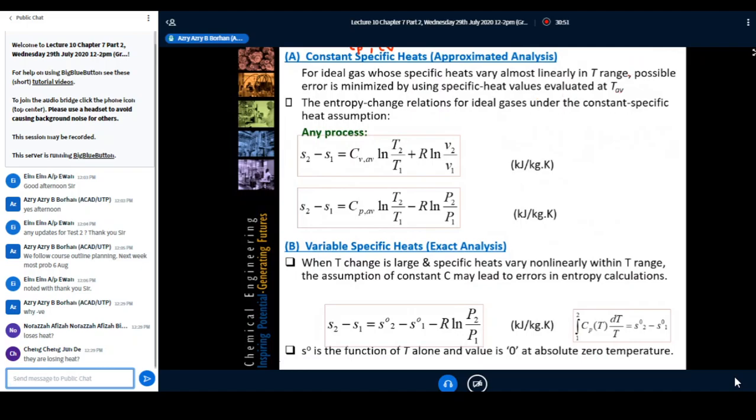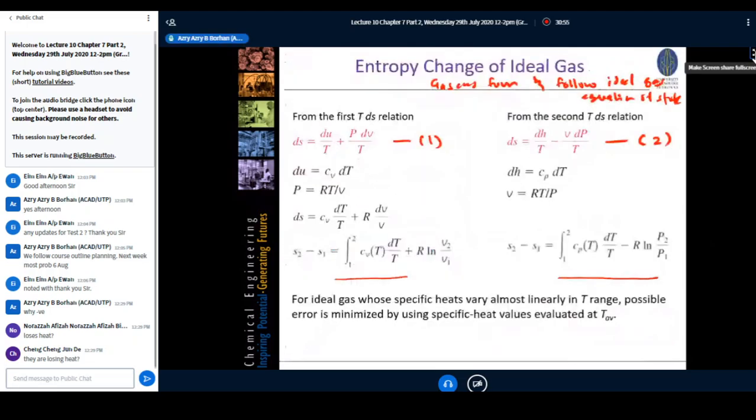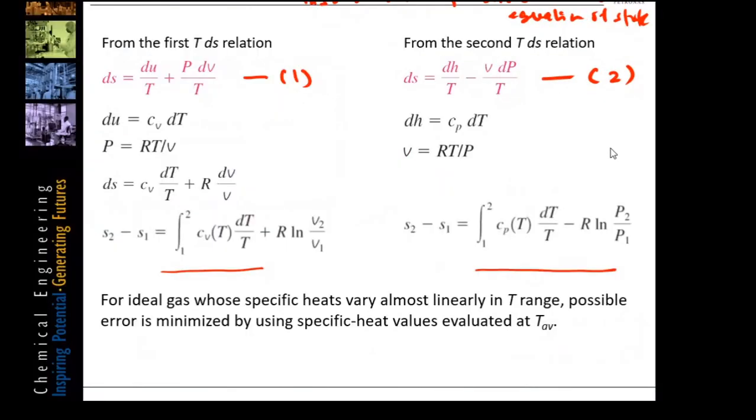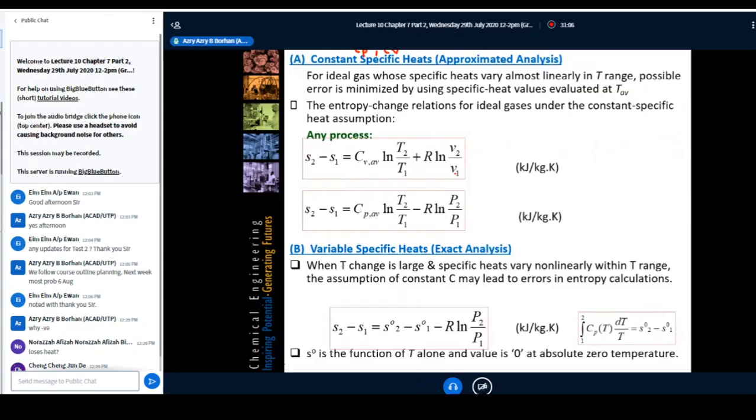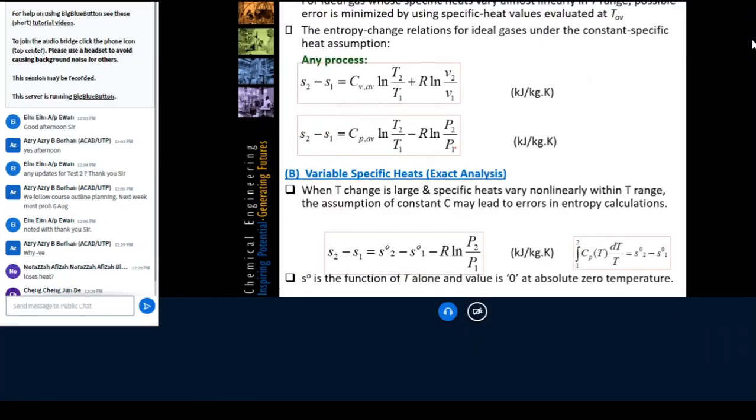So guys, if you check again from your first and second TdS relations here: from your first TdS, you have Cv average ln T2 over T1 plus R ln V2 over V1. From the second TdS, you have Cp average ln T2 over T1 minus R ln P2 over P1.